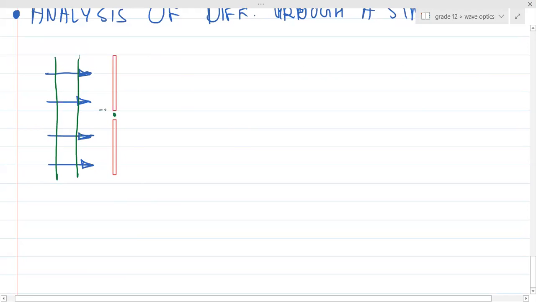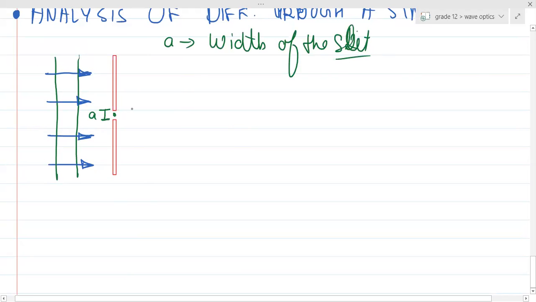Now let us say this distance, the slit. In your NCERT textbook, it is given by a. What is a? a is the width of the slit. Is this clear, guys? Now what will happen? There will be many point sources over here, which will be producing light rays in every possible direction, right?